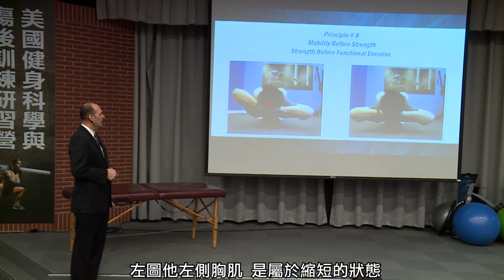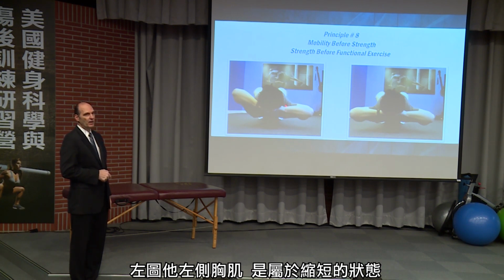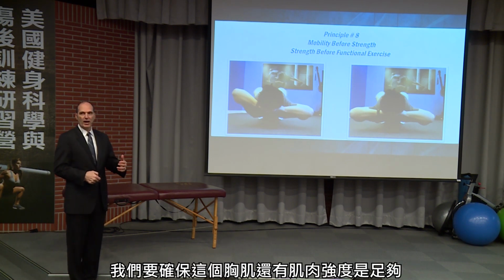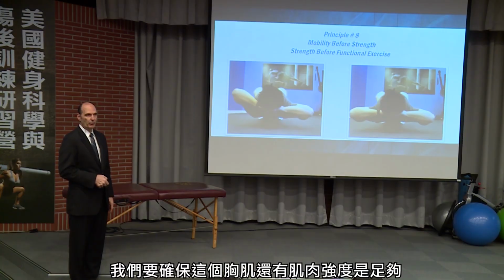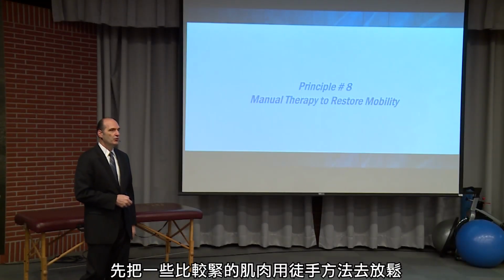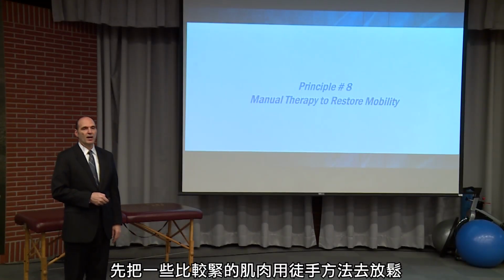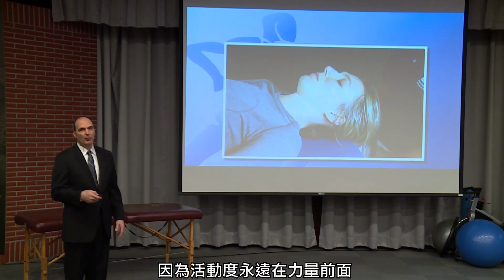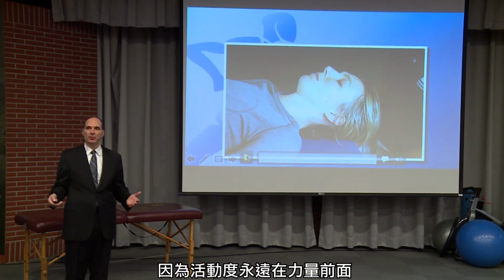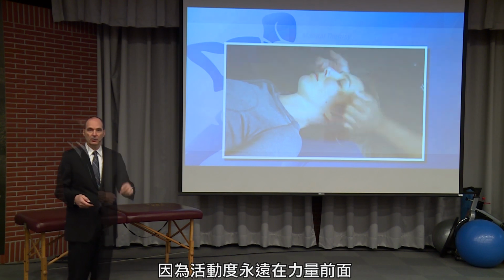So this gentleman, he is on a foam roller. See, he's laying on a roller. If his pec was this tight, you don't want to strengthen this pec. You don't want to add strength to a dysfunctional muscle. You want to mobilize it first and then add strength. One of the principles is we use manual therapy, we put our hands on the patient to try to increase the mobility. And we use other techniques to increase the mobility, because remember, mobility first.